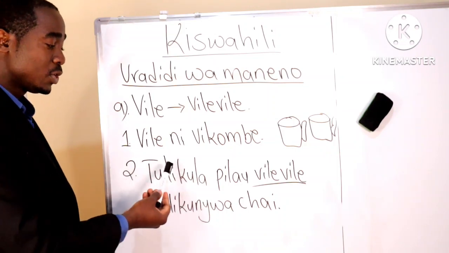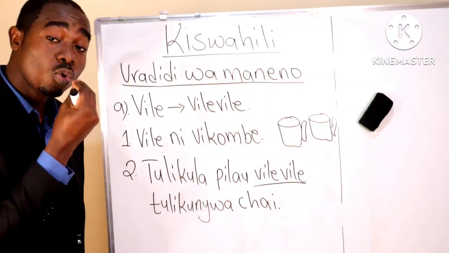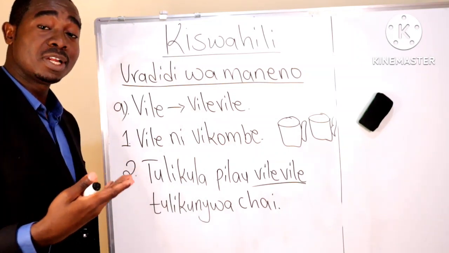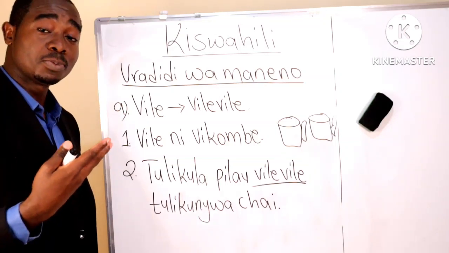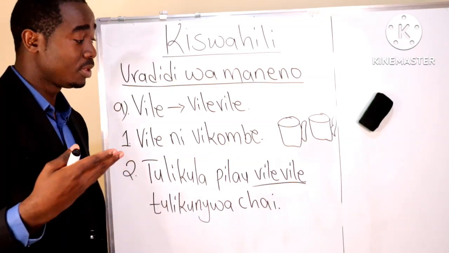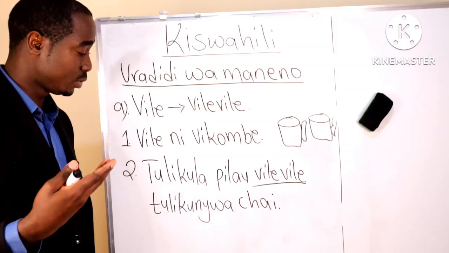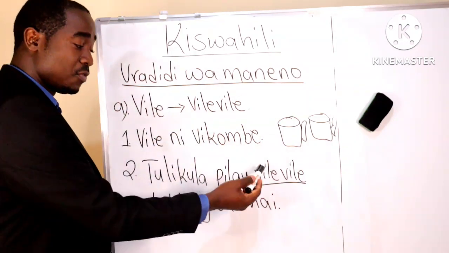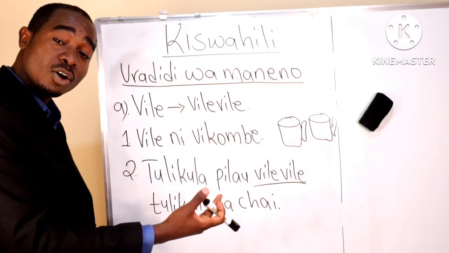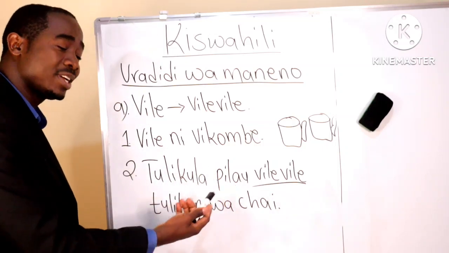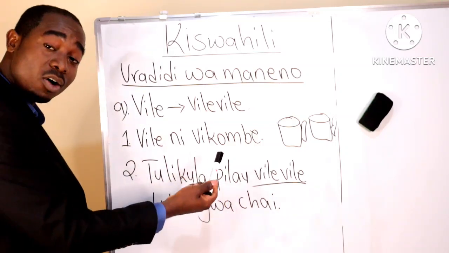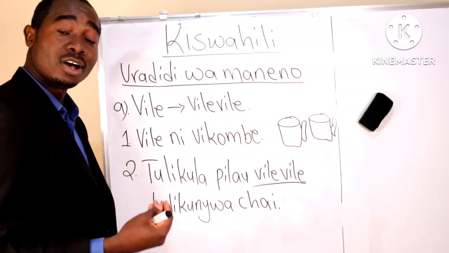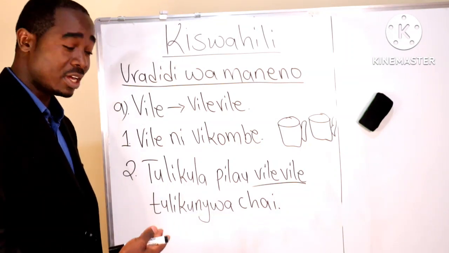The second example, tulikula pilau. Pilau is one of the East African dishes. It's made up of rice, a lot of spices, and meat or potatoes. So, tulikula pilau. Vile vile, similarly, or also, tulikunywa chai. Tulikula pilau, vile vile, tulikunywa chai. We ate pilau as well as we drank tea.